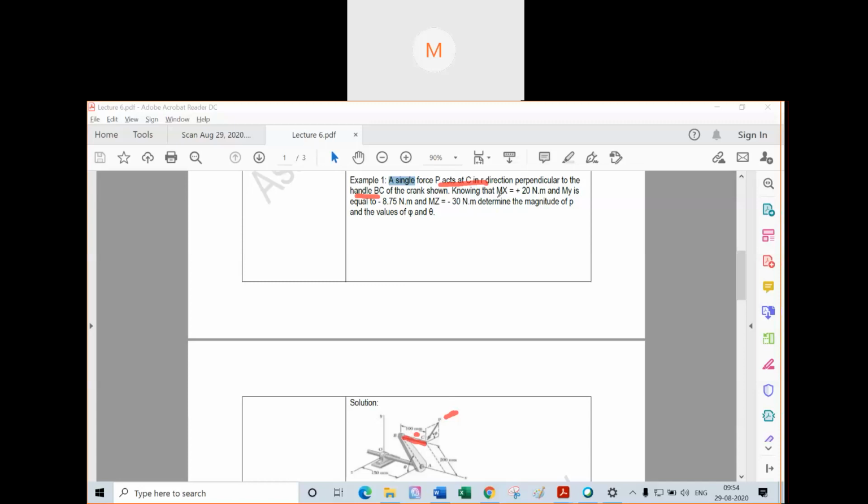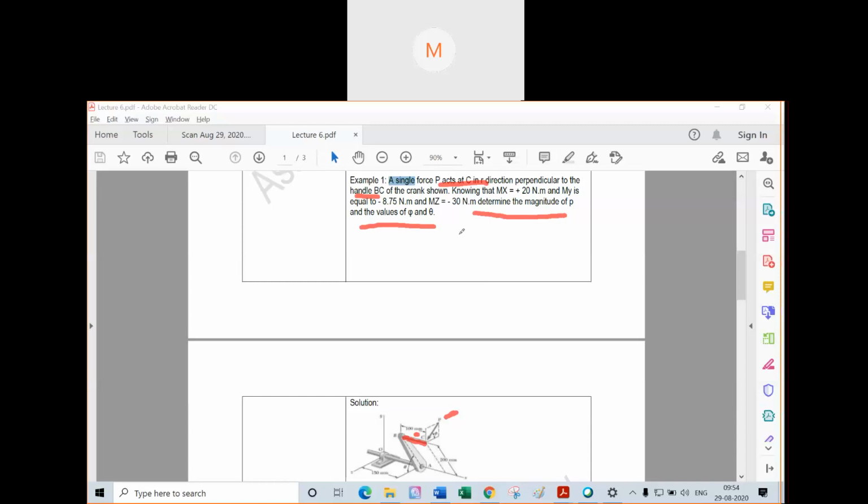Now knowing that the moment about x is equal to 20 Newton meter, the moment about y is equal to minus 8.75 Newton meter, and the moment about z is equal to 30 Newton meter. From those moments you have to determine the magnitude of P, the single force, and the angle at which the force is acting.